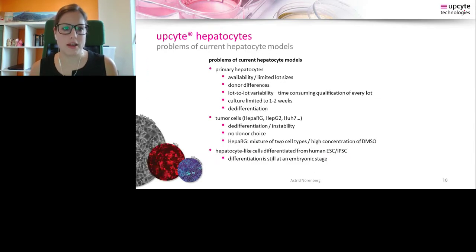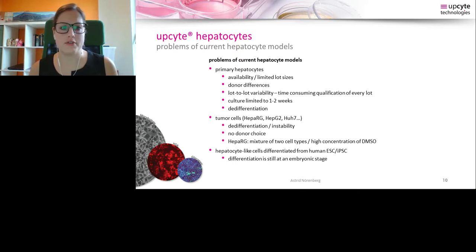So for the hepatocytes, as you all know, there are current problems of the hepatocyte model. On one side, you have the primary hepatocytes. They might be limited in lot sizes and availability in general. You have huge donor differences, and also within the lot, you have a great variability. So it's kind of time consuming to qualify each lot again. And usually the culture is limited to some days if you have a monoculture. If you do co-cultures, they can survive for longer, but they also de-differentiate in culture.